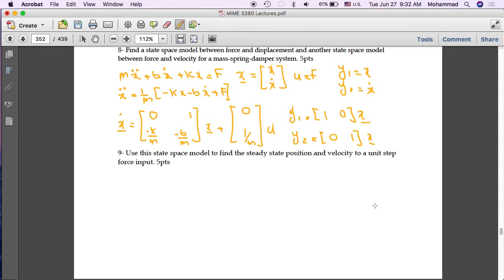So what is your approach for solving this problem? Let me write the general form of the state space model. So we have x dot that is equal to ax plus bu, and y is equal to cx plus du. So what are we looking for? You're looking for steady state values of the first member of the x vector as well as the second member of the x vector, knowing the input is equal to 1 and stays equal to 1 forever. That's the meaning of a unit step input. So I'm looking for your ideas on how to solve this problem.